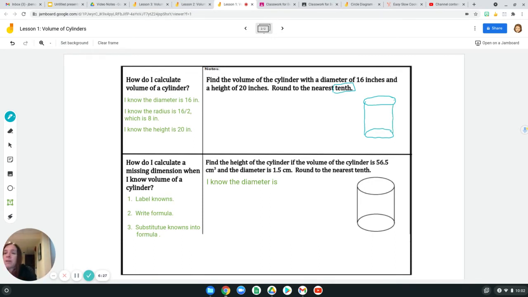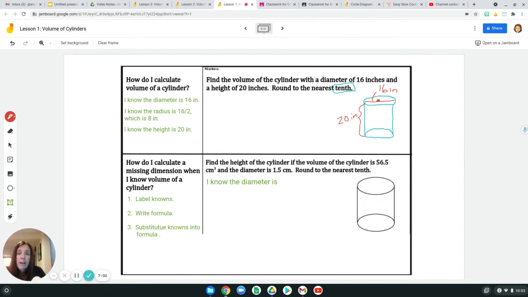There's a cylinder. Now let's draw on the parts that we know. It says a diameter of 16 inches, so that goes all the way across, and we'll just put that there. And then a height of 20 inches. So I'll label that like so. Okay, so you might have to do some drawing in your practice. You'll notice on the side I already have what I know. I know the diameter is 16.